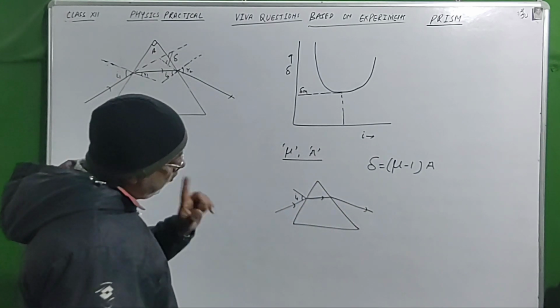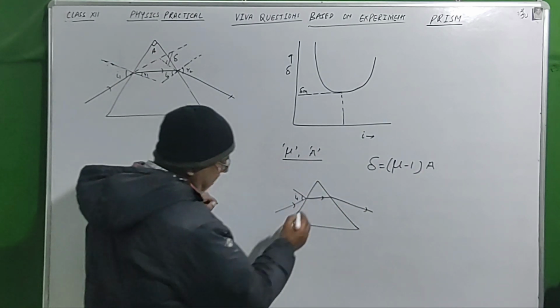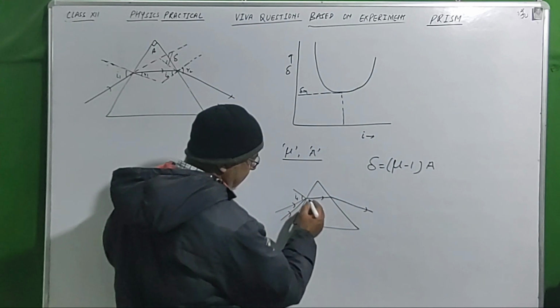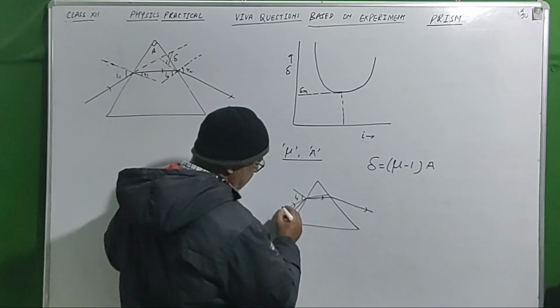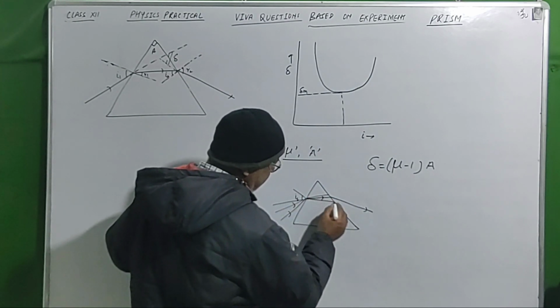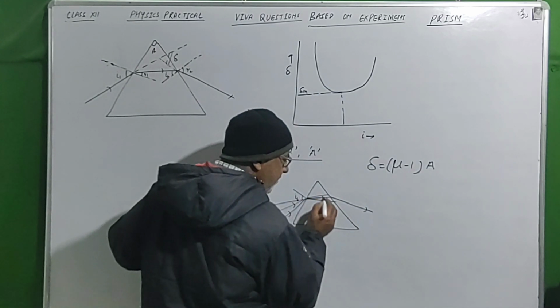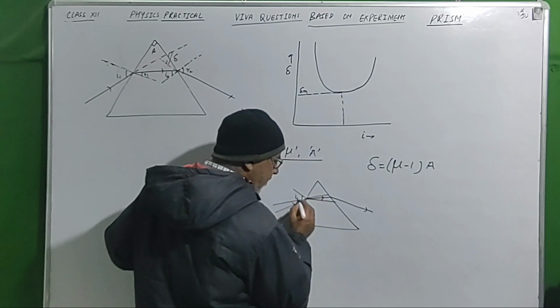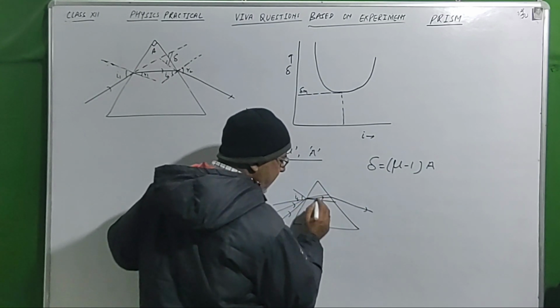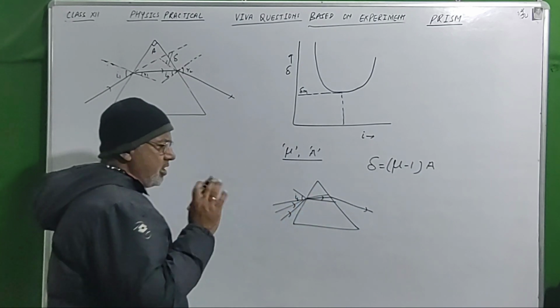Is this the path for all rays? No. The ray which is coming at this angle is diverted like this. The ray which is coming at another angle is diverted like this. Only at the minimum deviation position, for a particular angle of incidence, the path of the ray is parallel to the base.